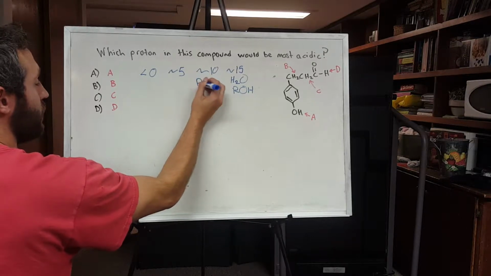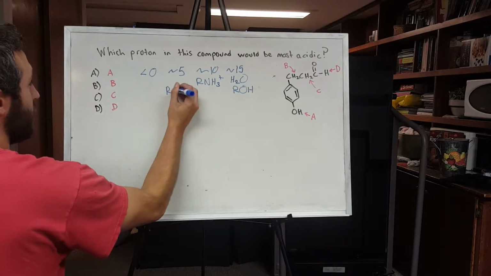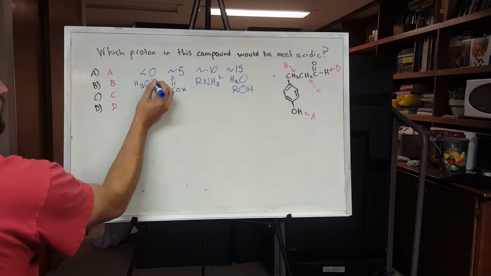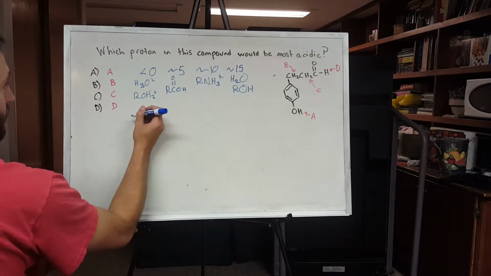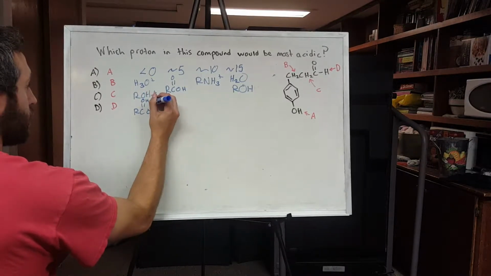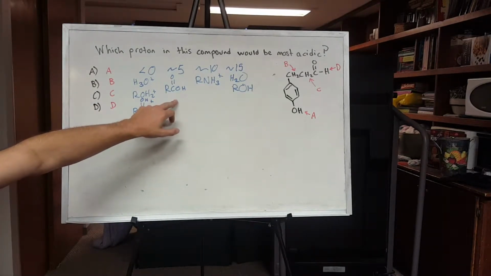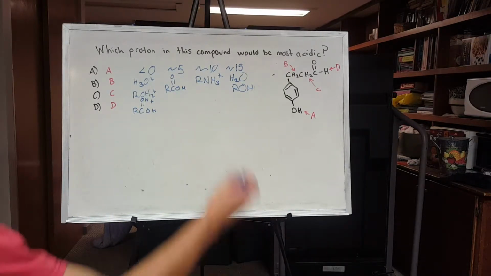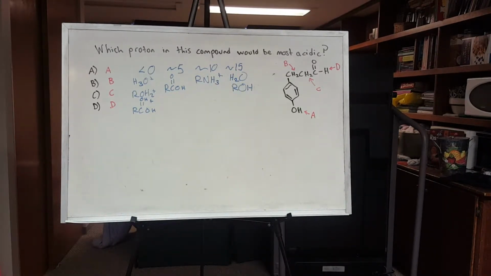So here are the pKa's for common compounds: RCOH, H3O plus, protonated alcohol. What are we missing? Protonated peroxide, yes. So these are less than 0, around 0. Carboxylic acid is around 5, protonated amine around 10, water and alcohol around 15. And if this R group is a benzene, it drops the pKa by approximately 5.